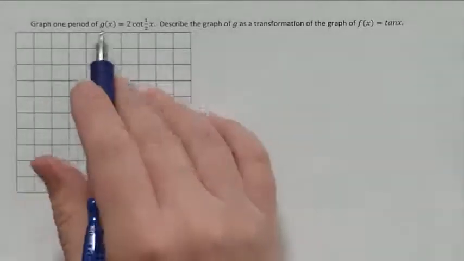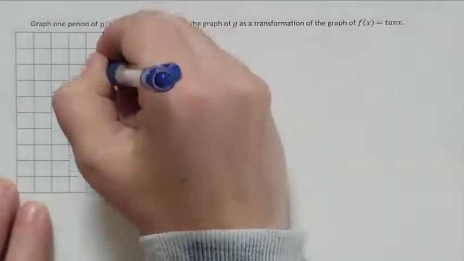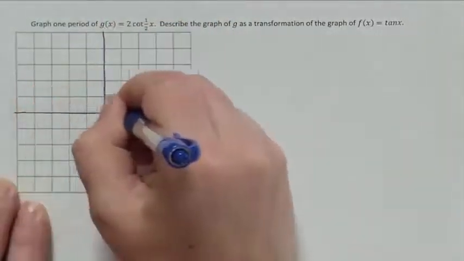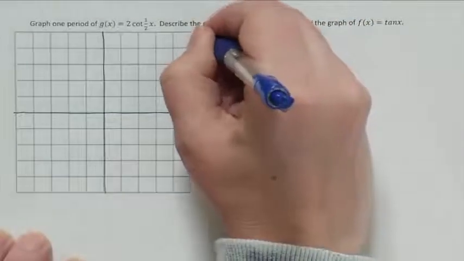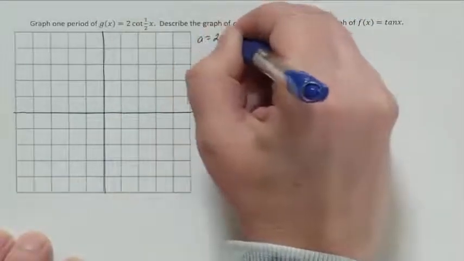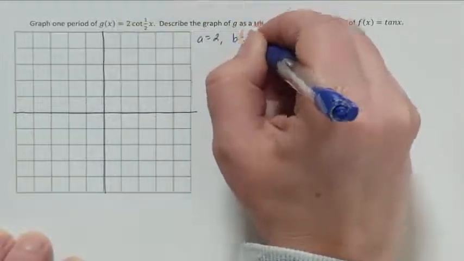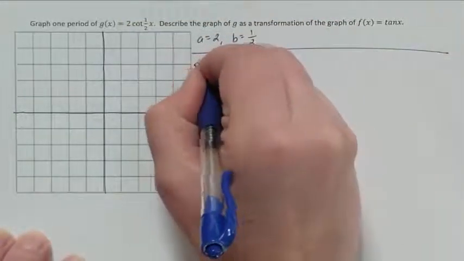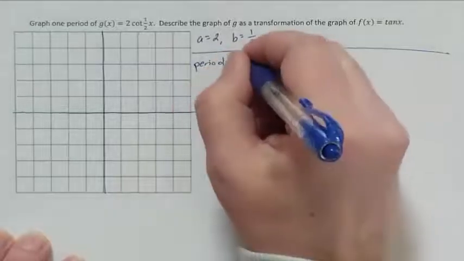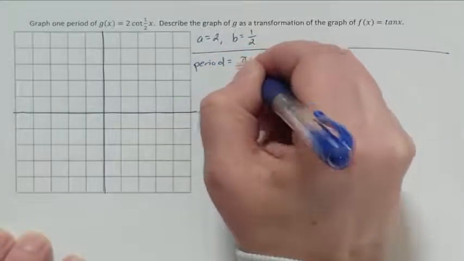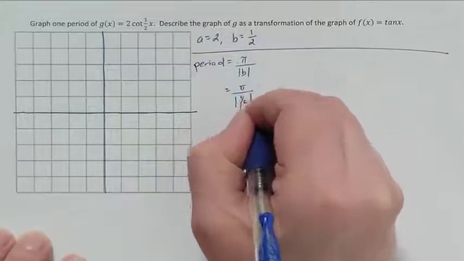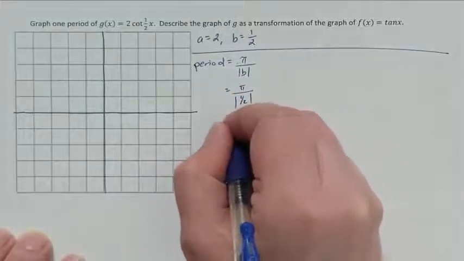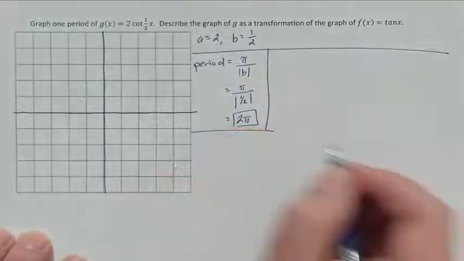Our next problem, we're being asked to graph cotangent. So here is my x and y axis. Cotangent does not have amplitude. So we're not going to find amplitude, but we do need to find A, and we do need to find B, so that we can then look for our period. Period is the equation pi all over the absolute value of b. B is a 1/2, so this is pi all over the absolute value of 1/2, which gives me a 2 pi. So my period is 2 pi.